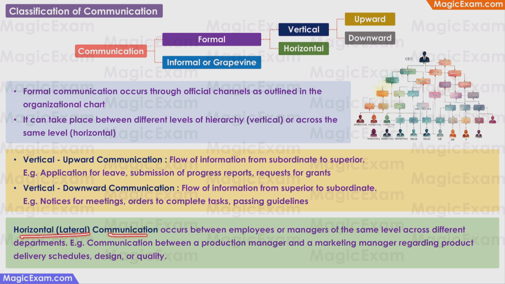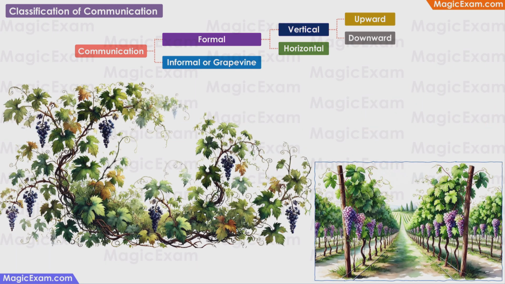Horizontal lateral communication occurs between employees or managers at the same level across different departments. For example, communication between a production manager and a marketing manager regarding a product delivery schedule or design or quality is horizontal lateral communication. Informal communication is also called grapevine communication.